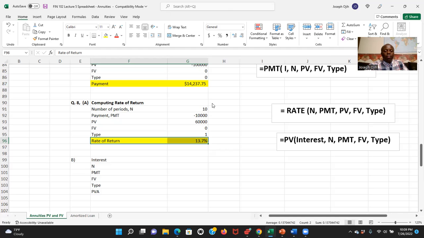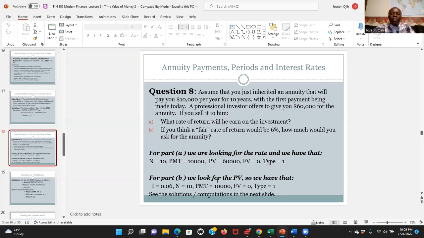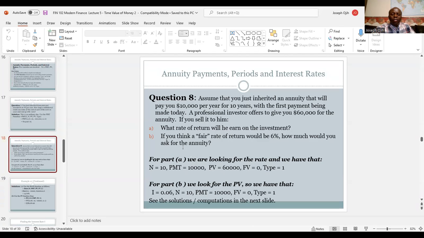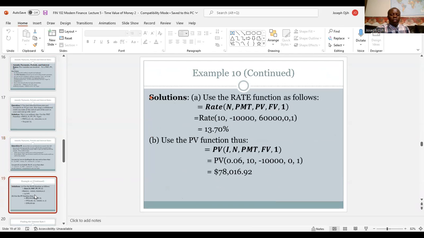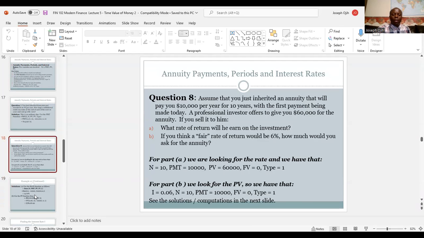Now, part B says, if you think that the fair rate of return for it should be 6%, how much will you ask for the annuity? That means we are asked to determine the present value. That is how much you ask for the annuity, if you think the rate should be 6% to be fair.